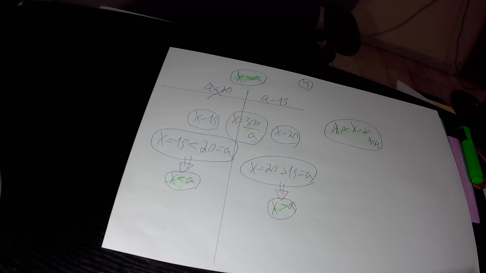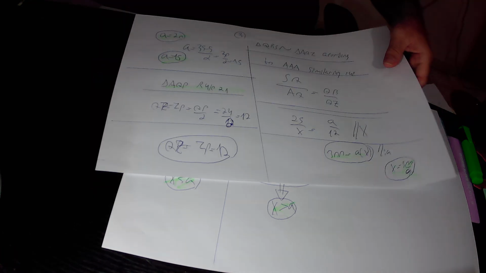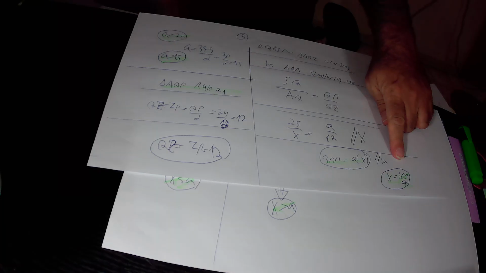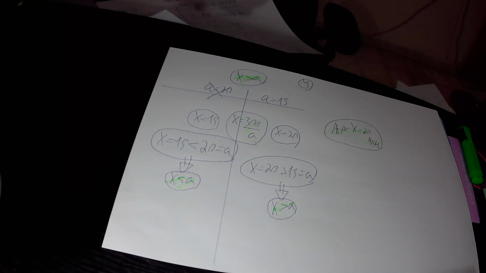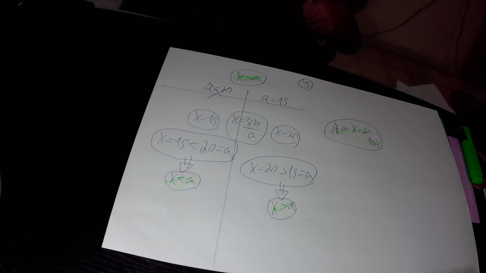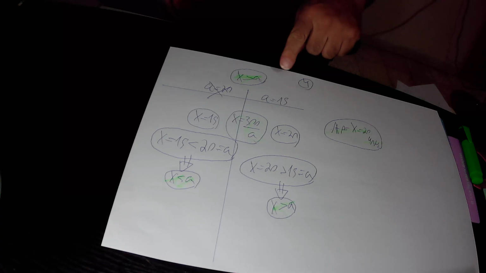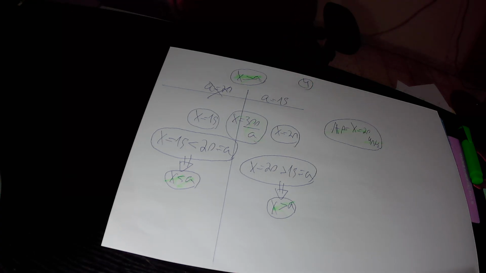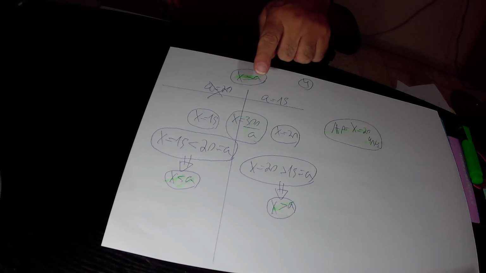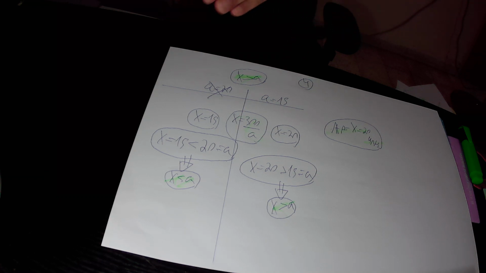We also found out that X equals 300 over A. So if A equals 15, then X equals 300 over 15, which is 20. So if A equals 15, then X must be equal to 20. But if A equals 20, then X must be equal to 300 over 20, which is 15. So if A equals 20, X equals 15.